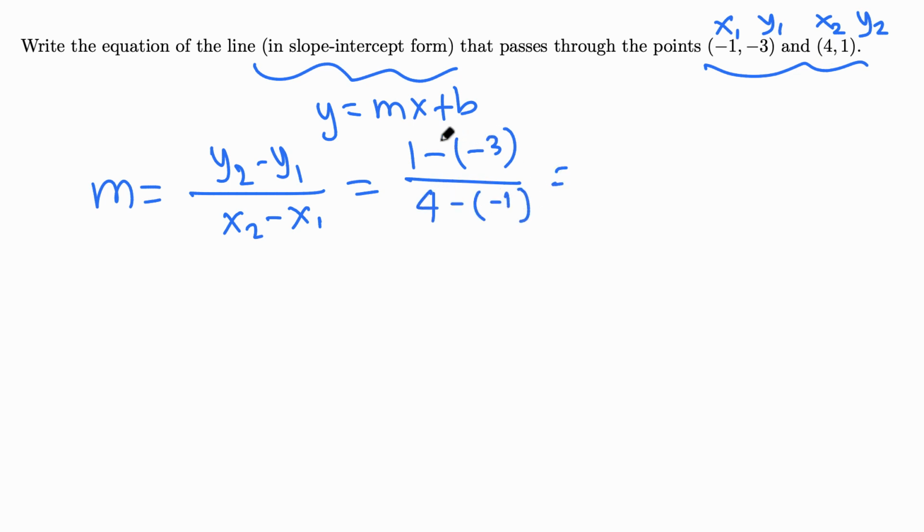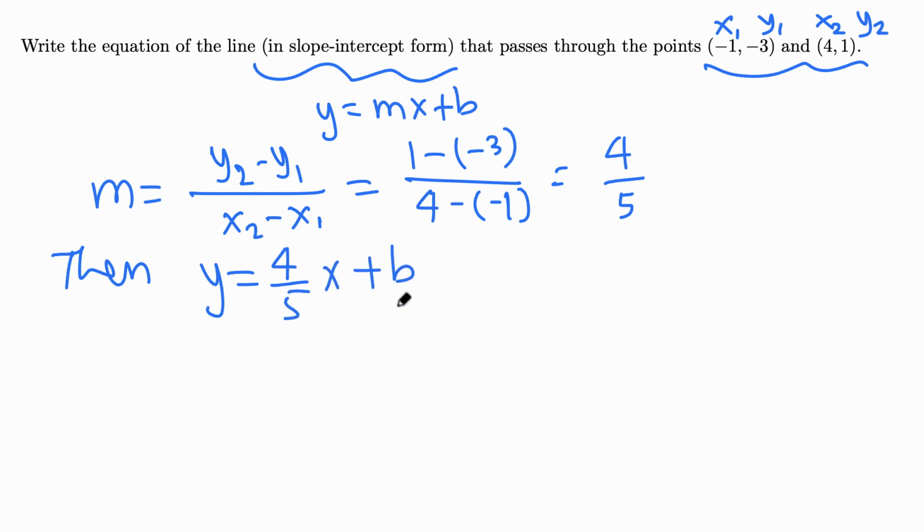So minus negative is plus, so 1 plus 3. 4 minus negative is plus, 4 plus 1, 5. So the slope is 4/5. Then the equation is y equals mx plus b. m is 4/5, so 4/5 x plus b.